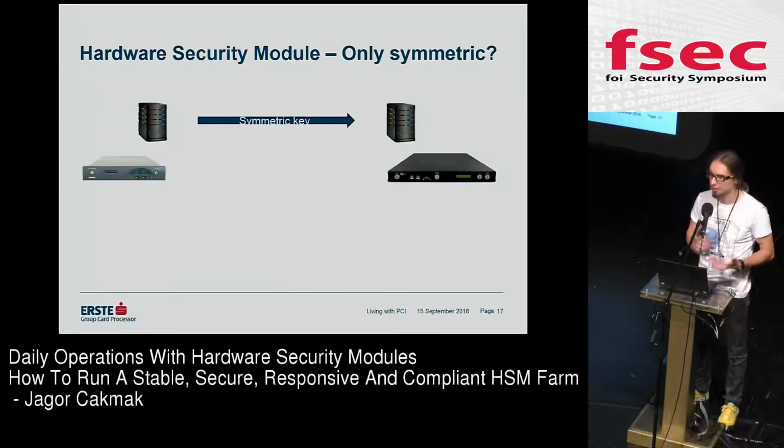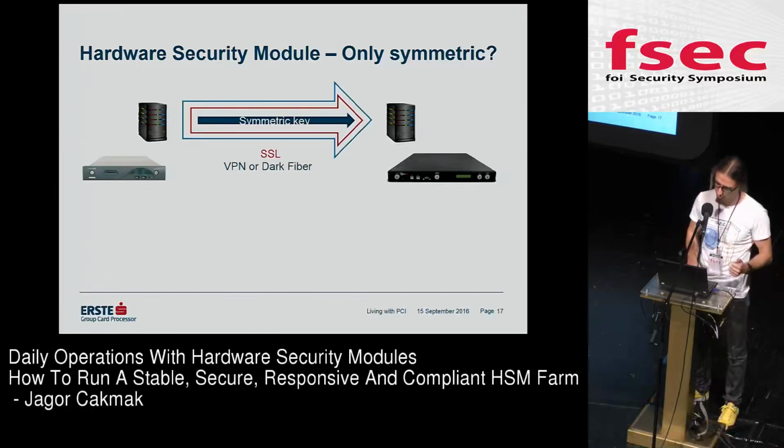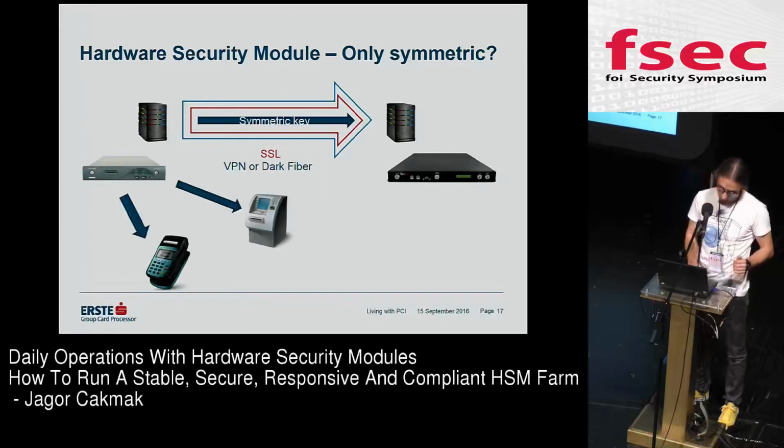But in reality, we do not rely only on that one symmetric key. That is the last fallback. In reality, if two hosts are communicating, exchanging transaction data, then you have the symmetric key. After that, you have an SSL envelope, and in most cases, we will use a direct VPN connection to other hosts or even dark fiber in some cases. So you basically have 3 layers of encryption.